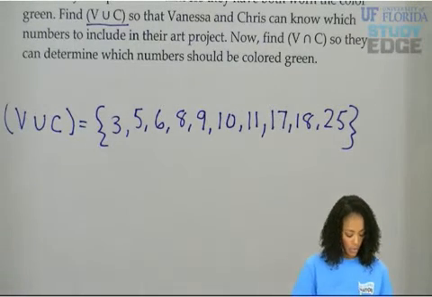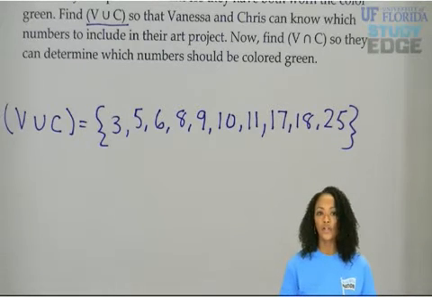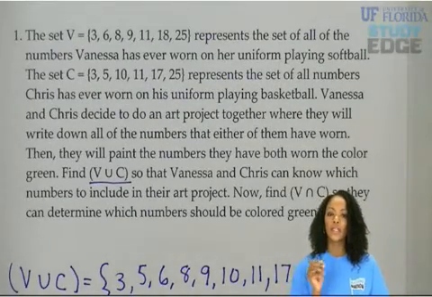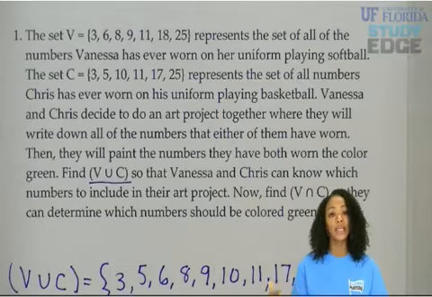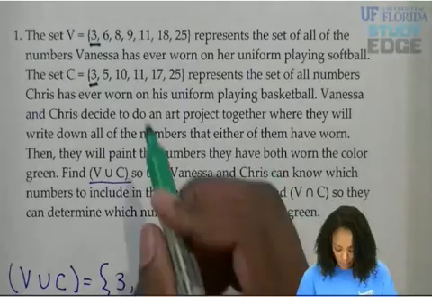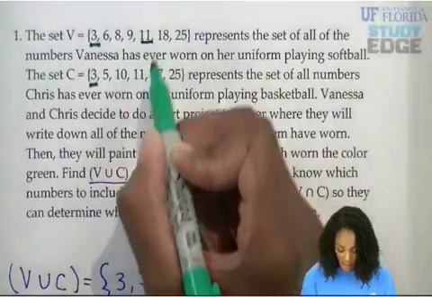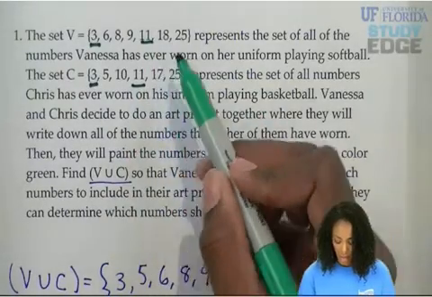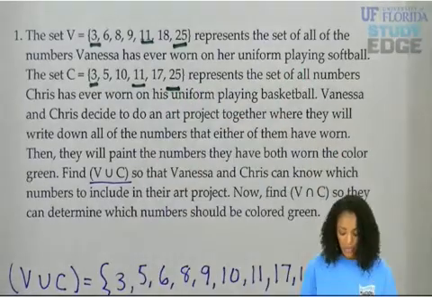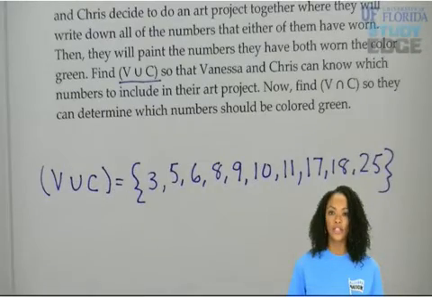So now what we want to do is find the intersection between Vanessa and Chris. So I'm going to take my green marker and go up to the two sets at the very beginning of the problem, and I'm going to underline any numbers that are duplicated in both sets. Make sense? So 3 is in both of them. 6, 5, no, neither one. 8 and 9, no. 10, no. 11, yes. 17, no. 18, no. But you can see the last one, 25, is. So everything we underline would make up our set of Vanessa's intersection with Chris.